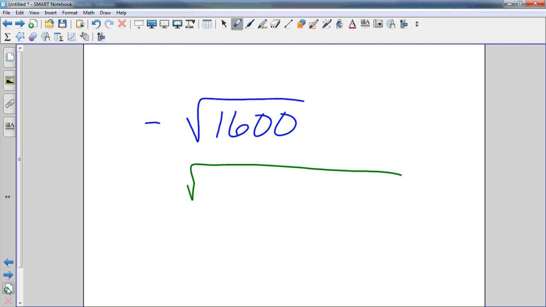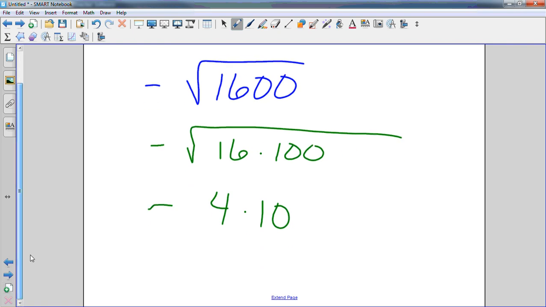How can I break 1,600 up? Isn't 1,600 just 16 times 100? Do you know what the square root of 16 is? 4. What's the square root of 100? 10. So this is negative 4 times 10, which gives me negative 40.